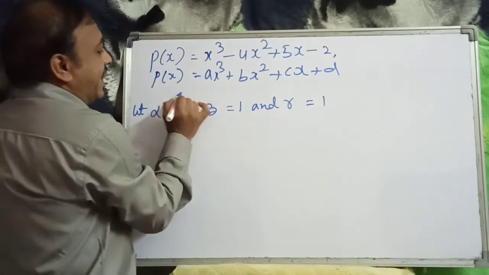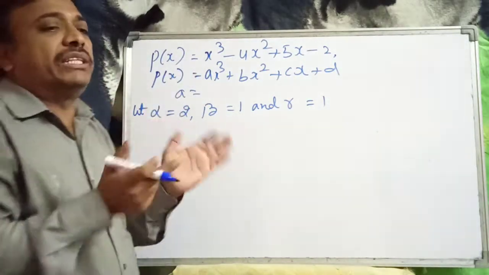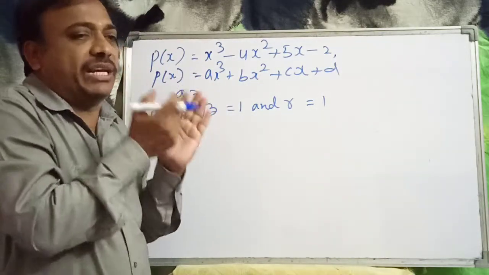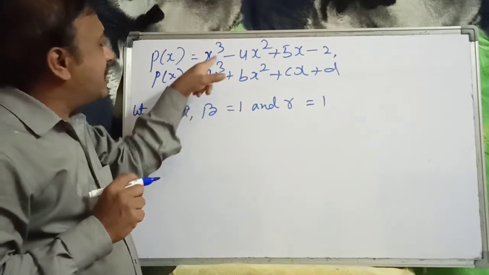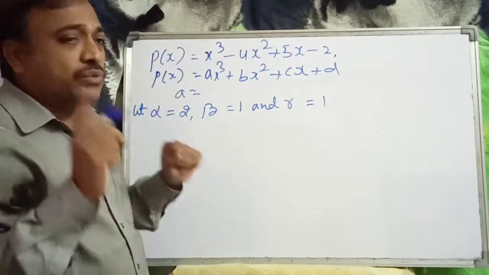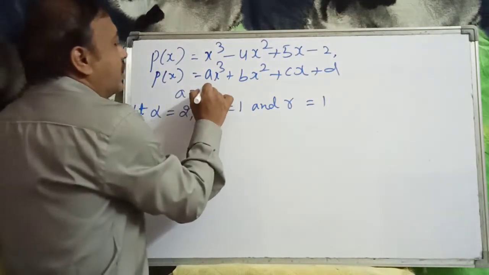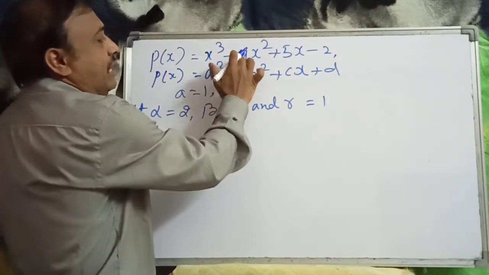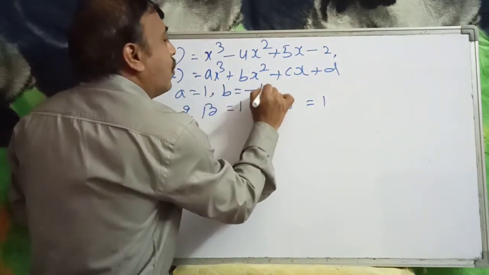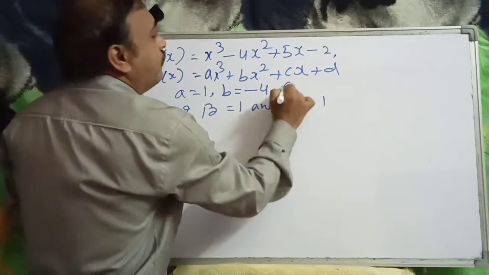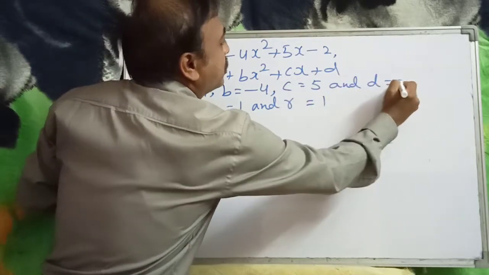Now in this, what is the value of a? If you don't have any number before the term, that is x cube or x square, that indicates 1. So x cube coefficient is 1. That means a is equal to 1. Next, b is equal to, including the sign you have to write, so b is equal to minus 4. Then c is equal to 5. And d is equal to minus 2.